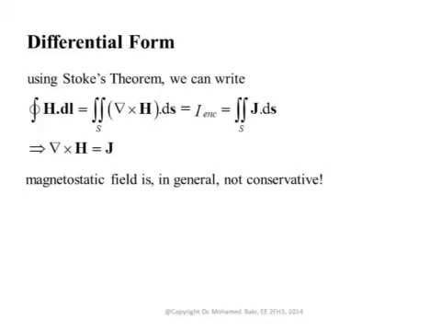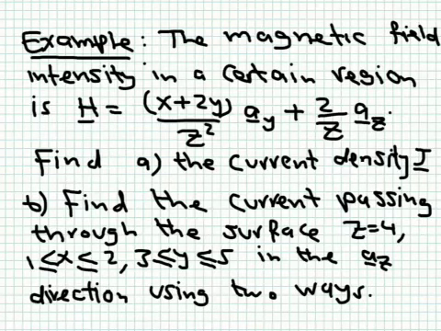As an example on Ampere's law, let's consider this case. We have here a magnetic field intensity, and in a certain region of space it is given by this formula here.